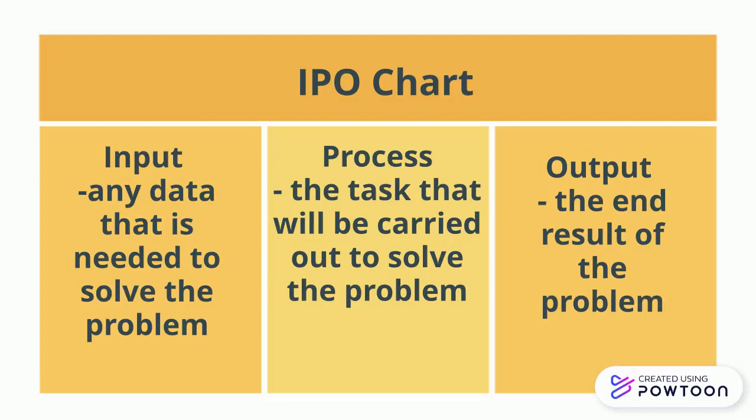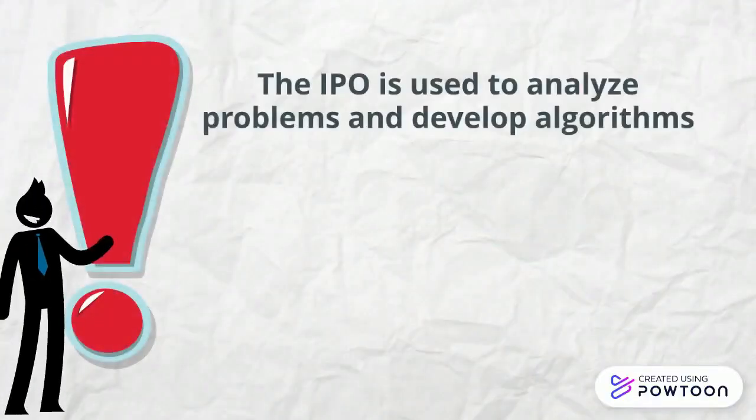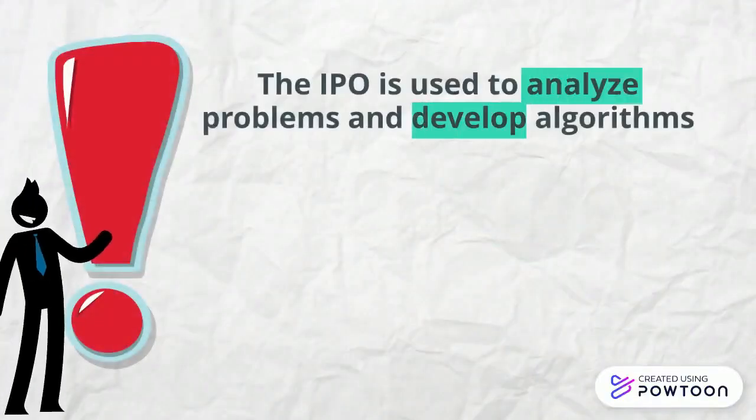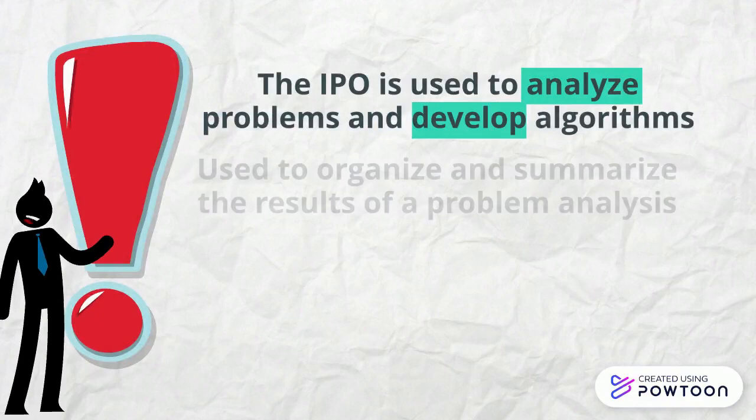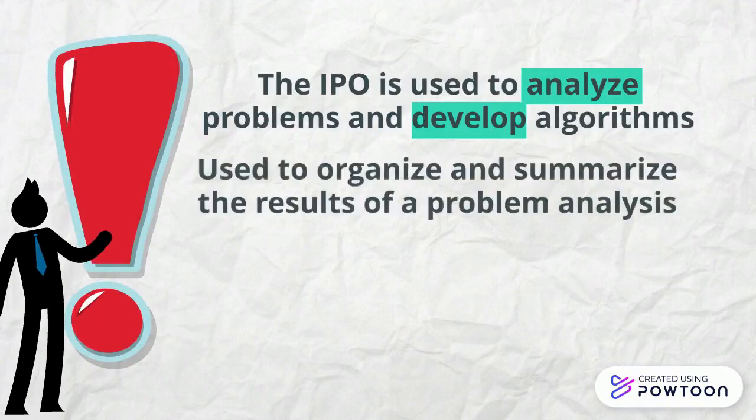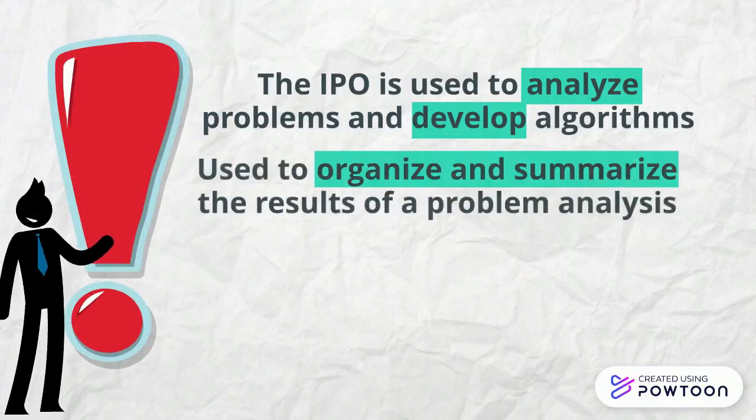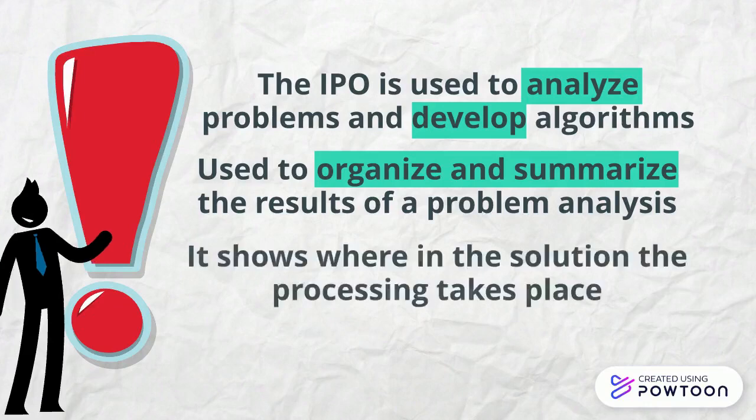IPO chart can be used to analyze a problem which consists of the three components. The IPO analysis is used to analyze problems and develop algorithms. IPO analysis is also used to organize and summarize the results of a problem analysis. It also shows where in the solution the processing takes place.